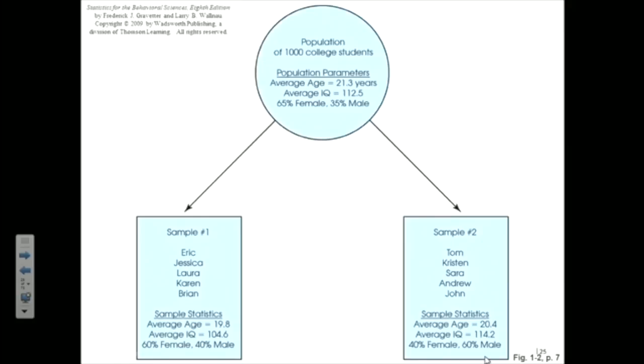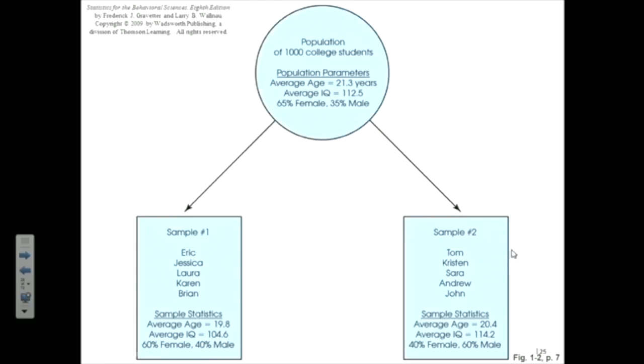So just to make that a bit more concrete, let's imagine we have 1,000 students. We know that the average age in that population is 21.3, and the average IQ is 112.5. We take one random sample. We end up with an average age that's a bit lower, 19.8, and an average IQ that's a little bit lower as well. So that could happen.